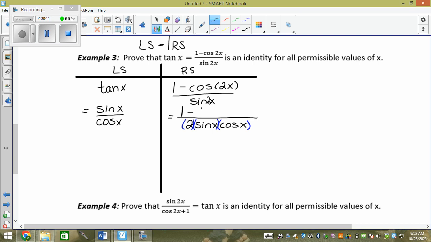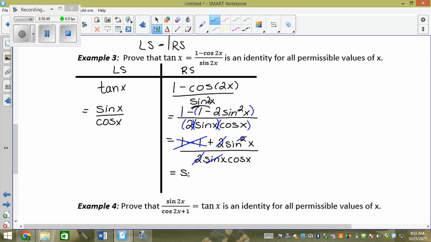So a lot of people go 1 minus 2 sine squared x, and then they run into trouble. Remember, you're subtracting both of those terms. We agree? So that minus sign has to go in through both of them. So I'm going to get 1 minus 1 plus 2 sine squared x over 2 sine x cos x. And then what can happen? The 2 can cancel because it's a monomial. The sine can cancel off one of the signs. And I'm left with sine x over cos x.